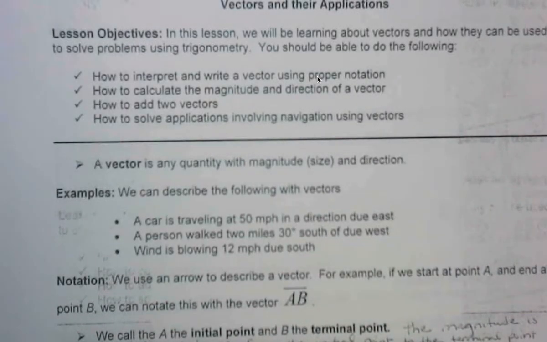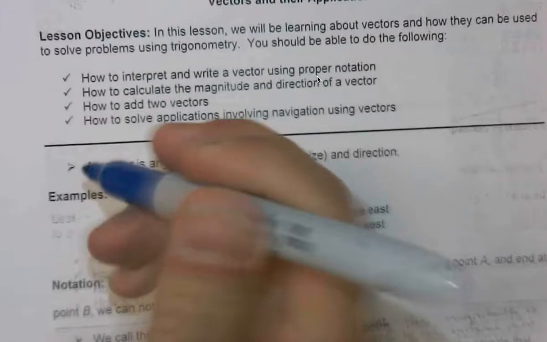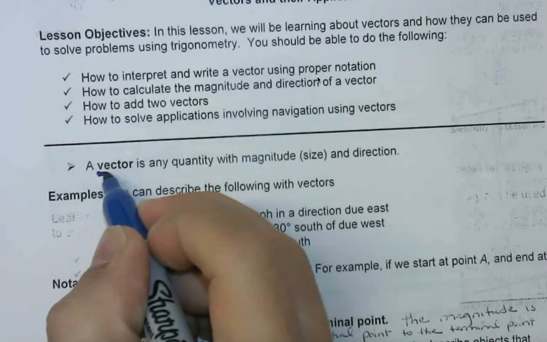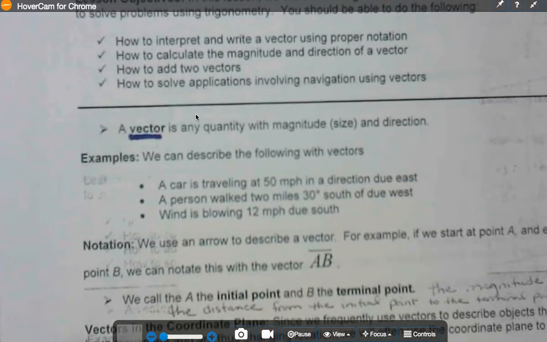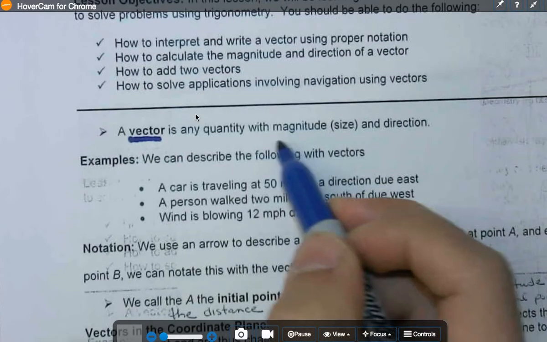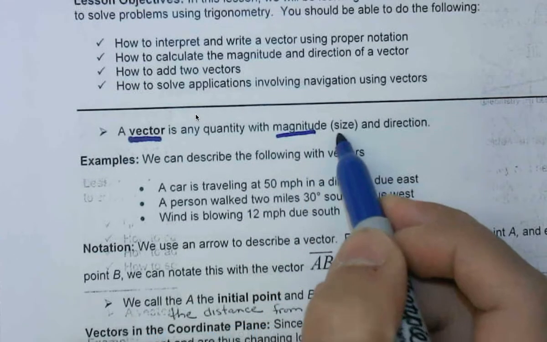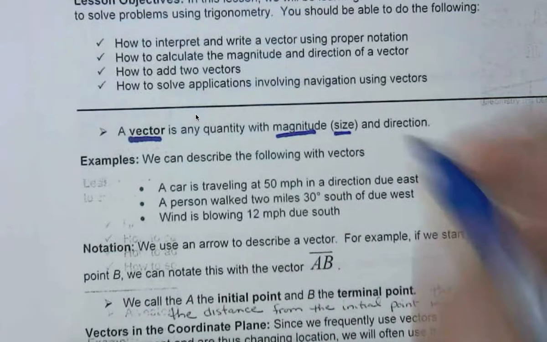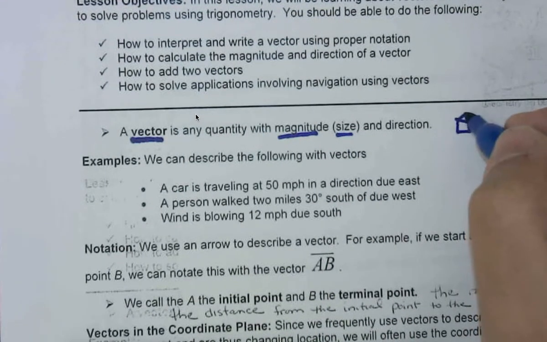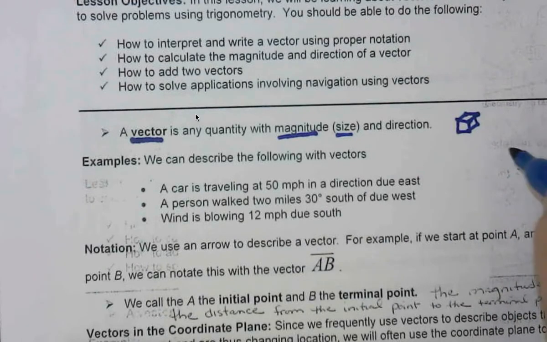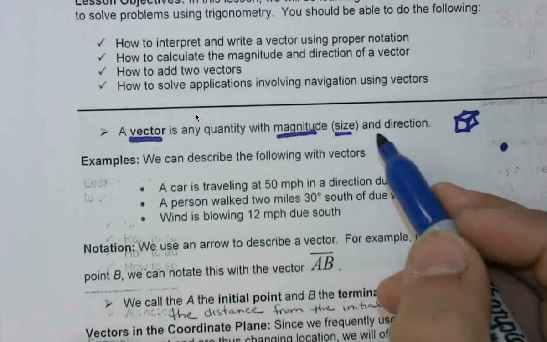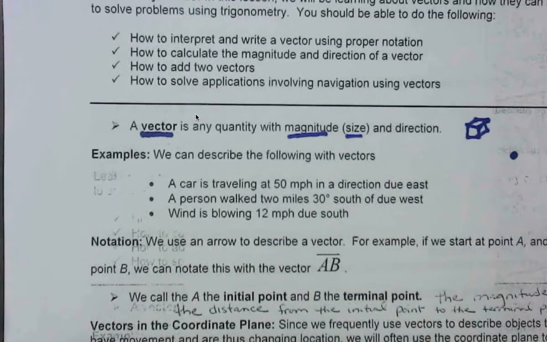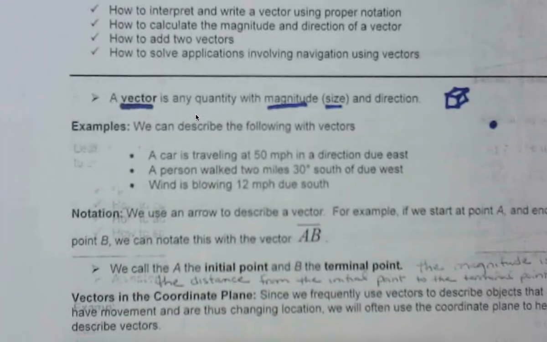If you've taken physics, you might have already heard this term, but I'll give you a quick refresher in case you haven't taken it or you're going to take it, which you should. A vector is any quantity that has magnitude, so some type of size. It might be a square or a cube, or maybe it's a dot, but it's something that takes up space, and it has a specific direction that it's going in. For example, we can describe the following vectors.